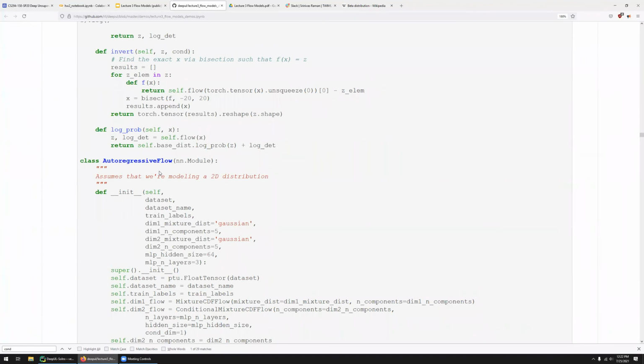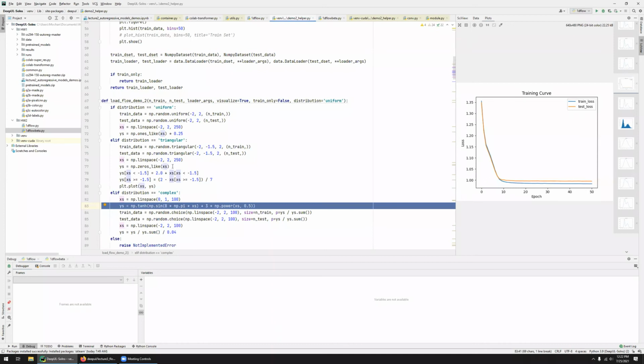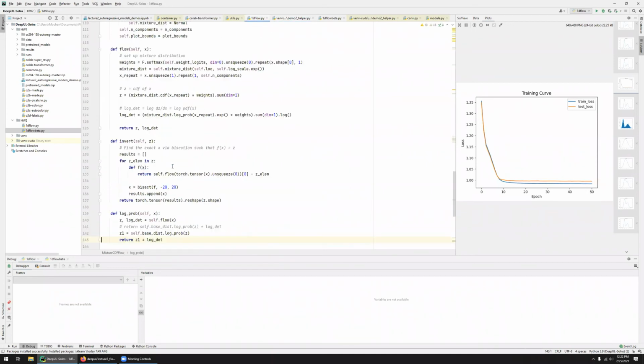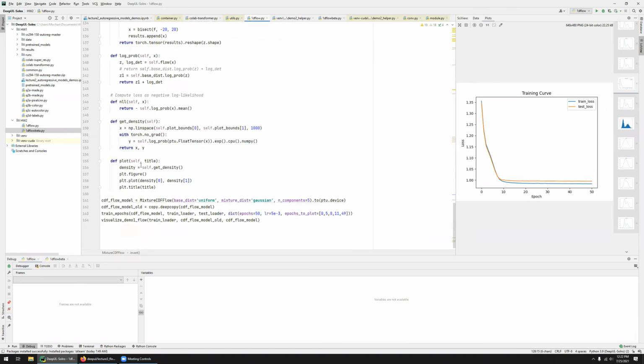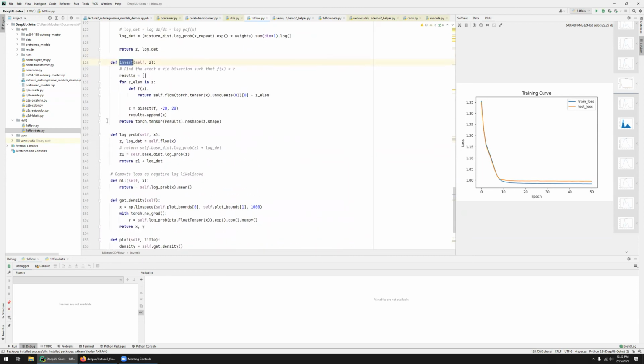But here it says the X set to be searched through a bisection search. Is that because we have 2 dimensions, or what's the reason for this bisection search? There's an invert in the regular one also. The 1-dimension one also has it.